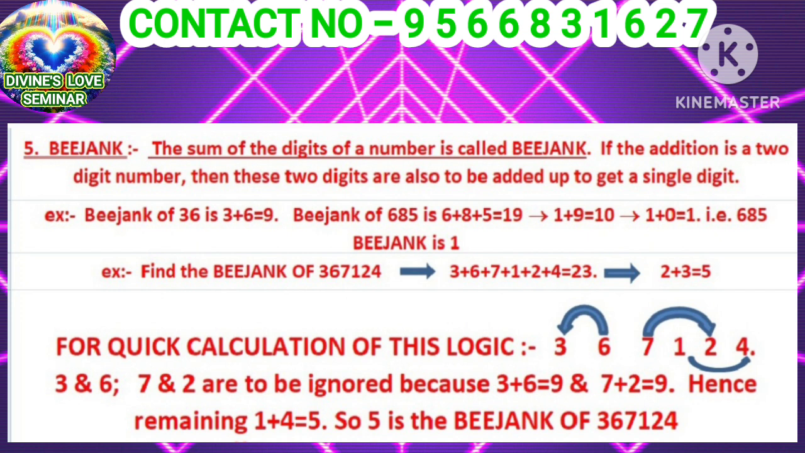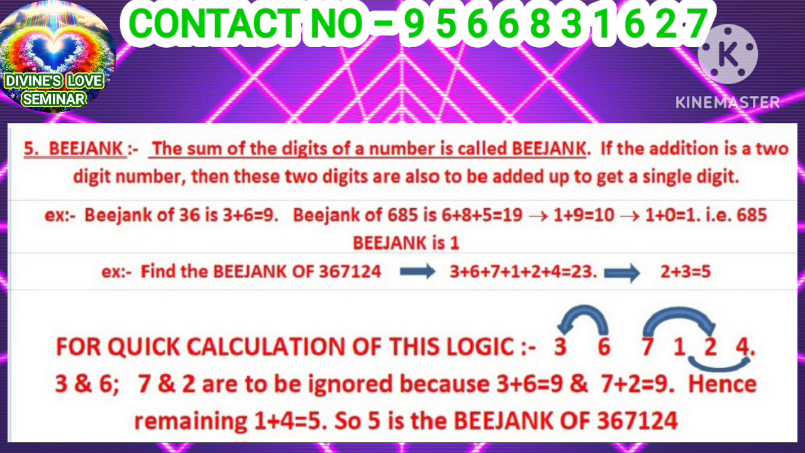Another example, beejank of 3, 6, 7, 1, 2, 4. Just add all the numbers: 3 plus 6 plus 7 plus 1 plus 2 plus 4 is equal to 23. Again this 23 we should add, 2 plus 3 is equal to 5. 5 is the beejank.